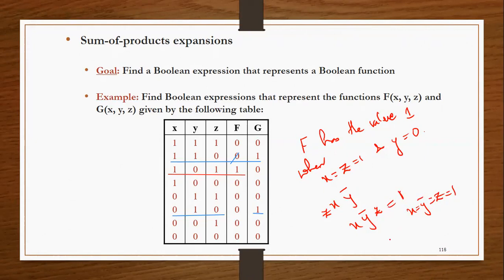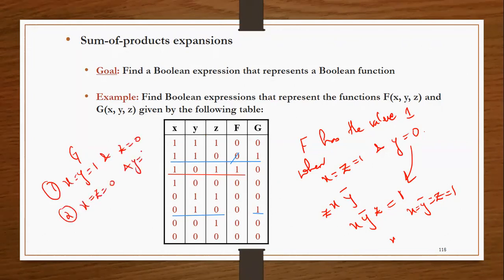So in this case, x is equal to z is equal to 1 and y is equal to 0. Then you will get the expression x y bar z is equal to 1. And in all the other cases, it should be 0. Now what about g? When does it have the value 1? G has the value 1 in two cases. The first case is x is equal to y is equal to 1 and z is equal to 0. And the second case is x is equal to z is equal to 0 and y is equal to 1.